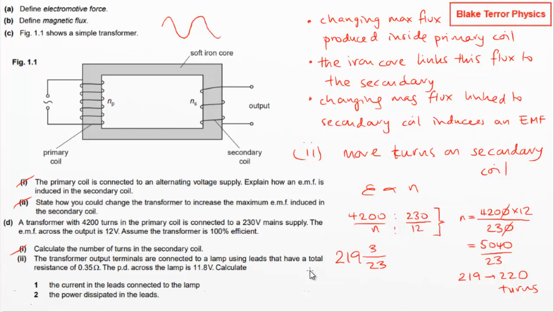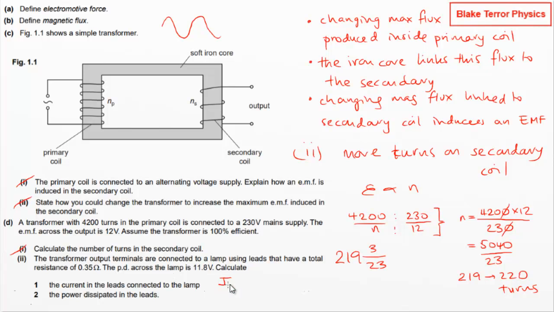But by the time we've made that two significant figures, we're going to say 220 turns to two significant figures. The transformer output terminals are connected to a lamp using leads that have a total resistance of 0.35 ohms. PD across the lamp is 11.8 volts. Calculate the current in the leads connected to the lamp.